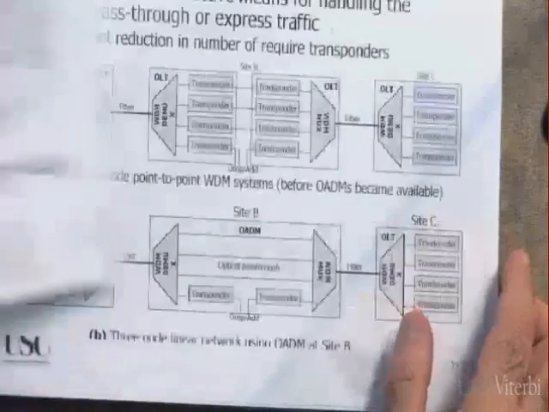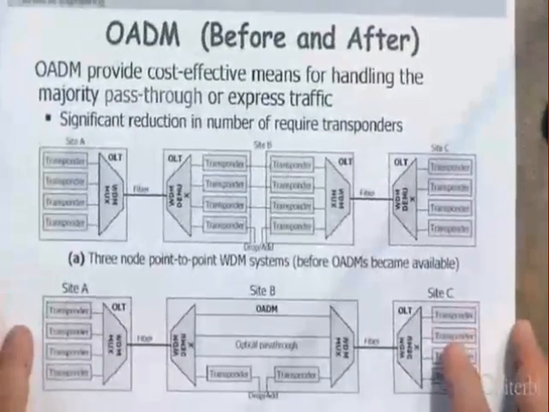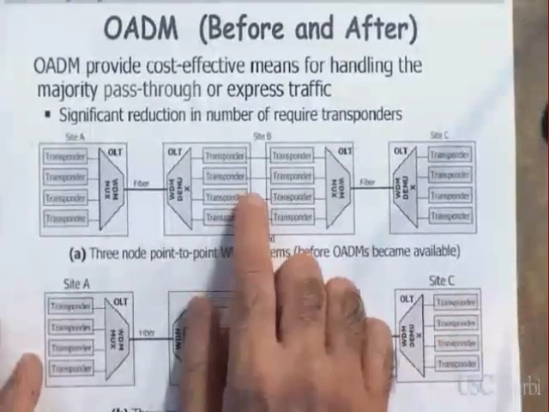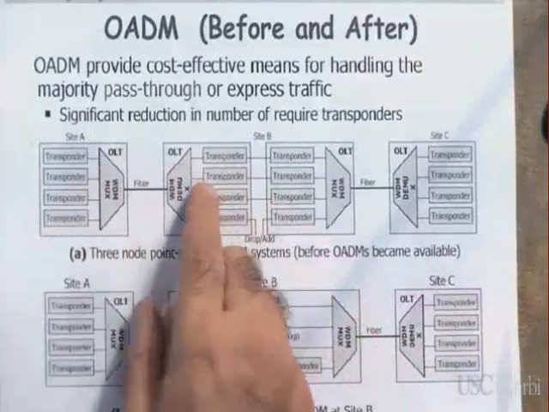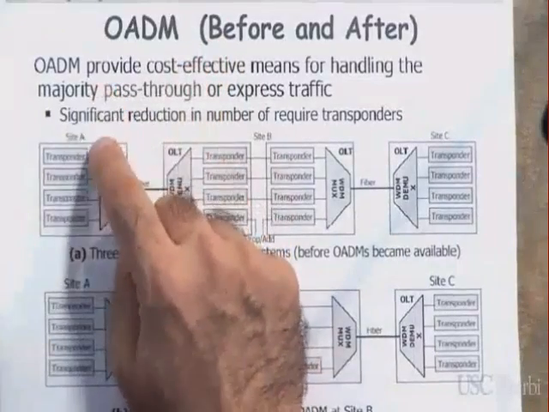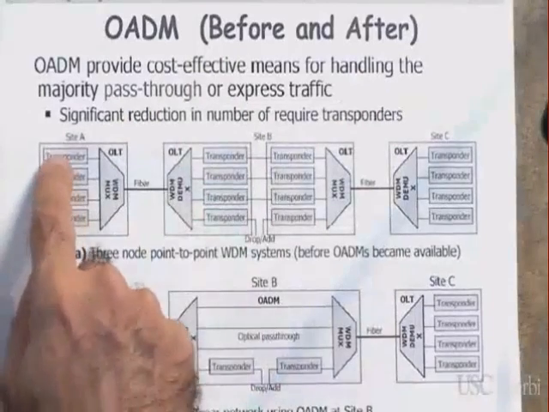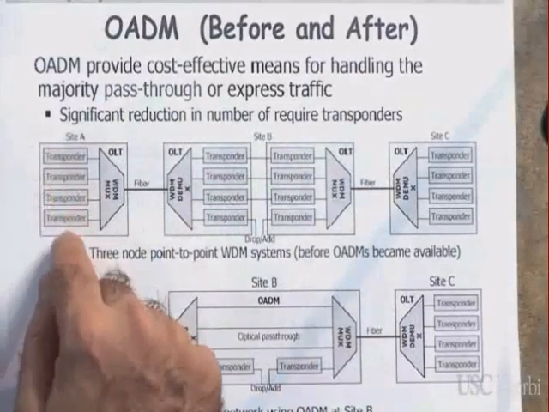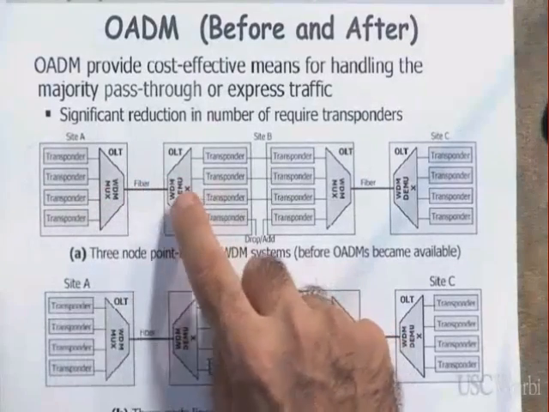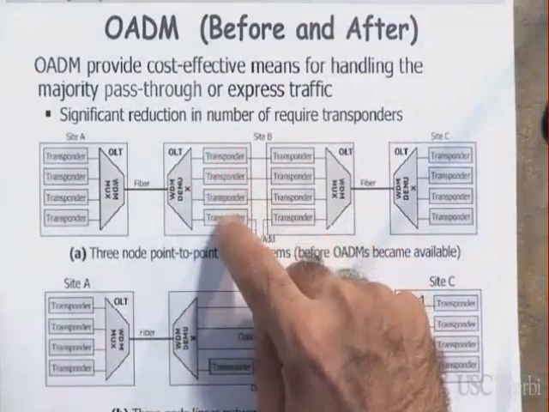Now, this is the OADM before and after. We already discussed this earlier, but let's review it one more time. What is before? Before means that you need to change it first of all to electrical. So what do I have? I have transponders, each at a certain wavelength. You are going to multiplex them. In order to drop them, what do you need? You need to demultiplex all of them.